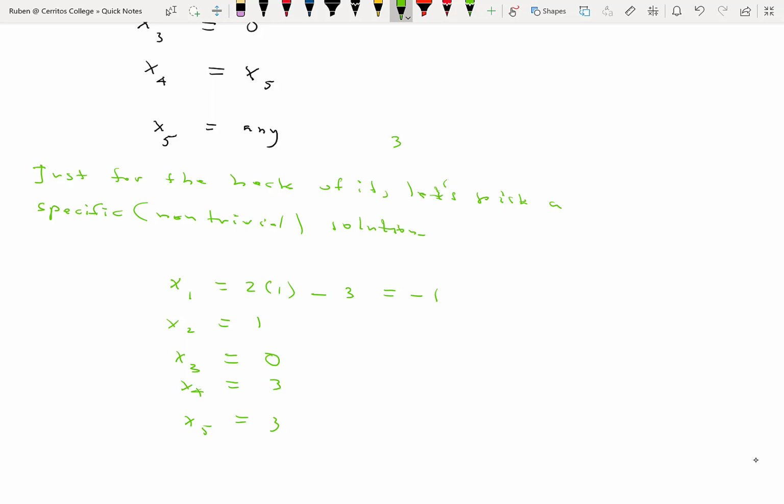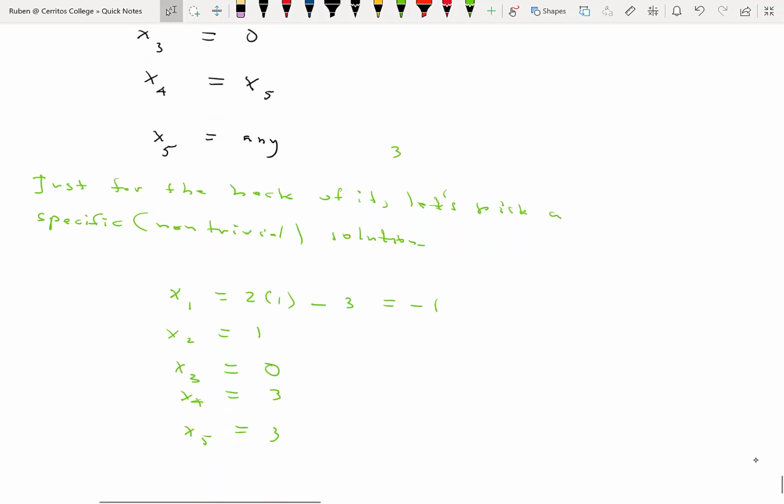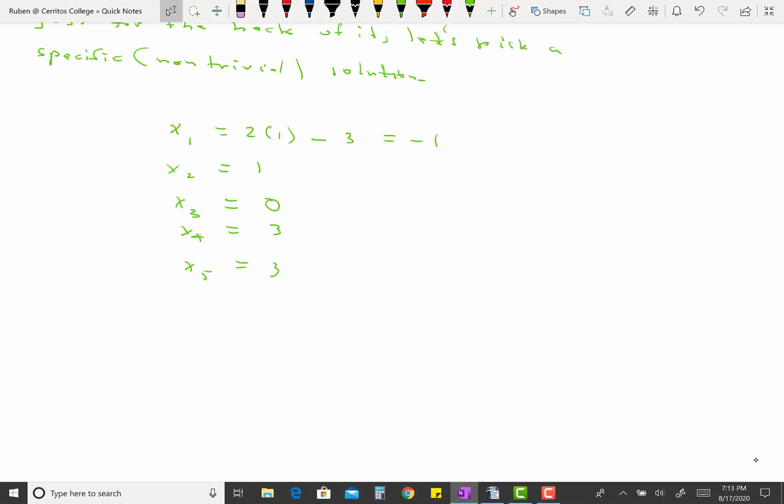Okay. Most important things going on here are that homogeneous solutions are always consistent. They always have the trivial solution. This particular one was consistent, but also had non-trivial solutions, and one particular one we found, letting x2 equal 1, x5 equal 3.